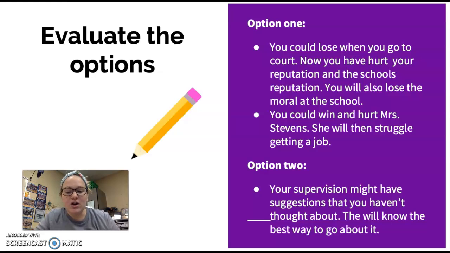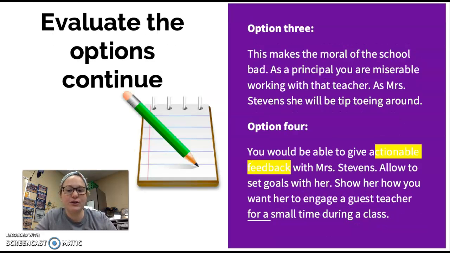Option 2. Your supervisor might suggest options that you haven't thought about. This will help you think of the best way to go about this. Option 3, making the morale at the school bad. As a principal, you're miserable working with that teacher. As Mrs. Stevens, she's probably going to be tiptoeing around because she's feeling like her job is on the line with not knowing what's going on.